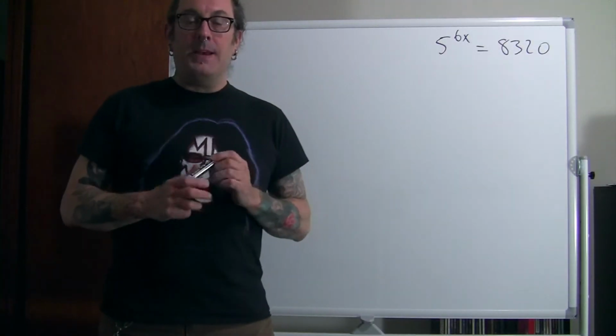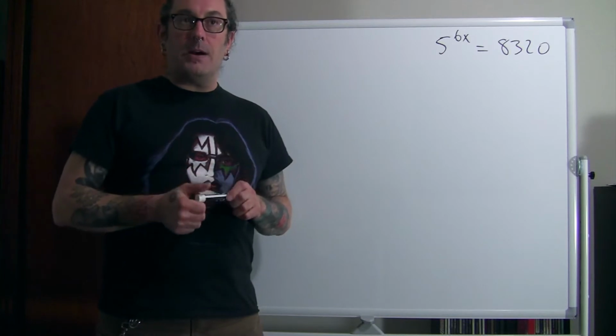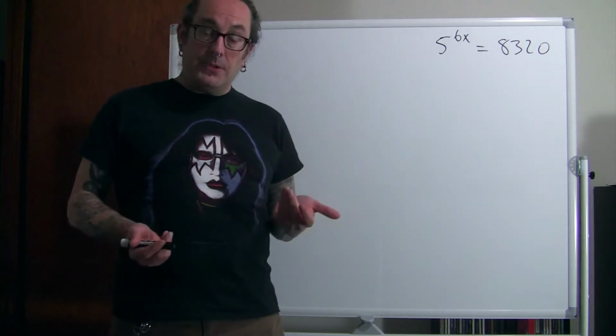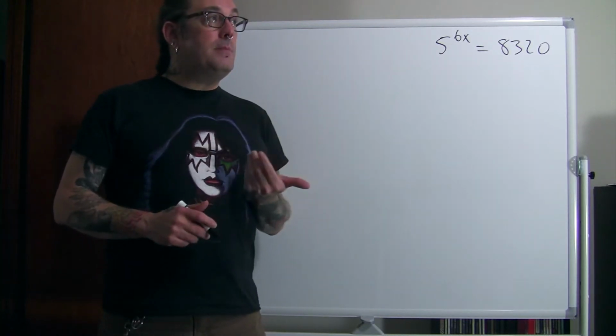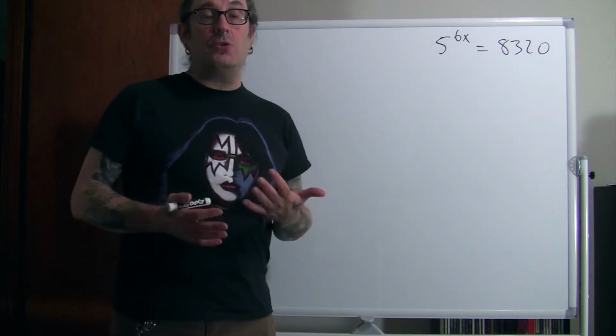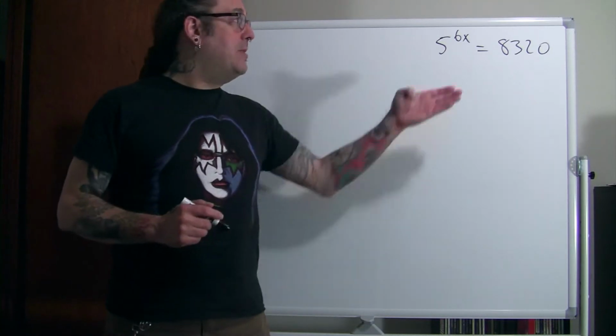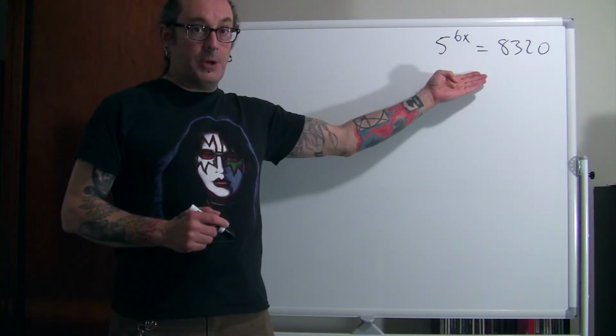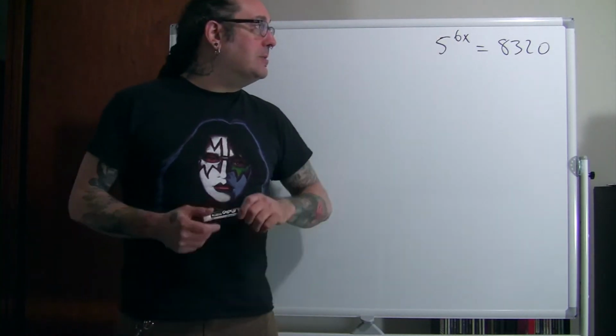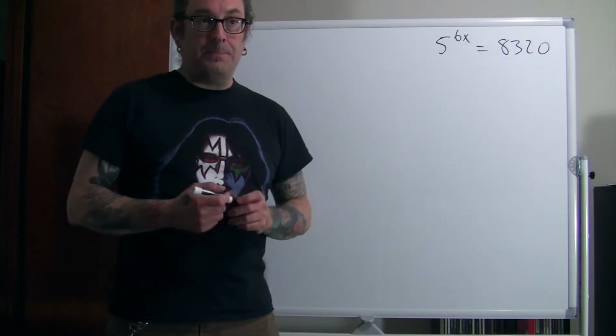Thanks for joining today. Today I have an interesting problem: one problem that can be solved two ways. The problem as posed to a student of mine who's a calculus student is: use calculus to solve the following equation. 5 to the 6x equals 8320.